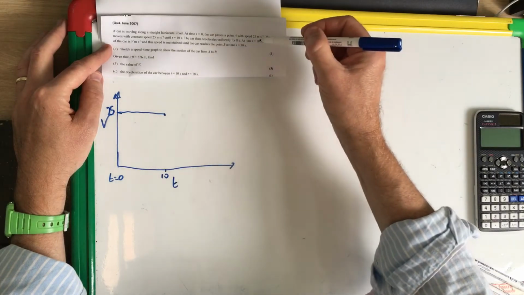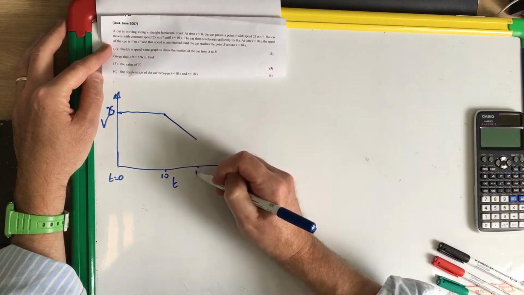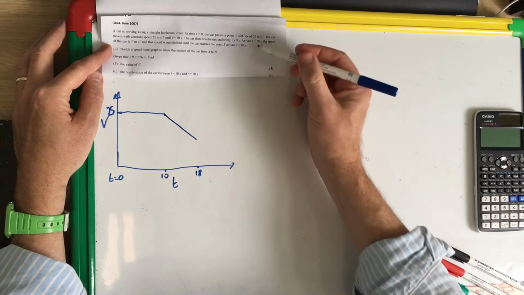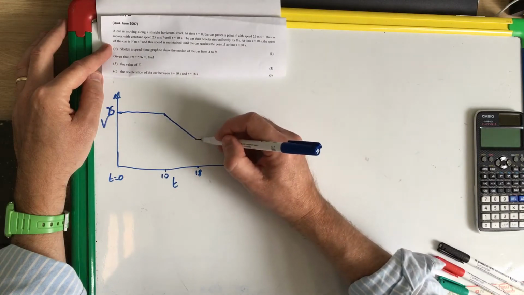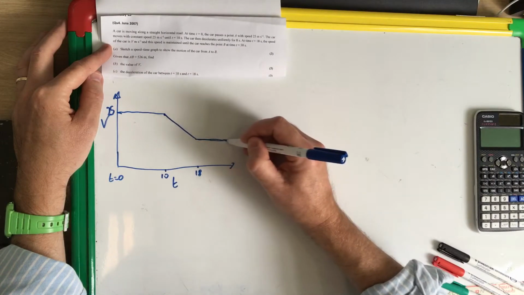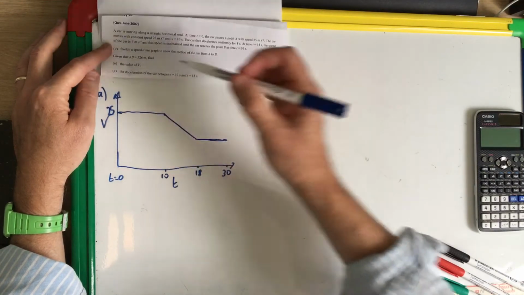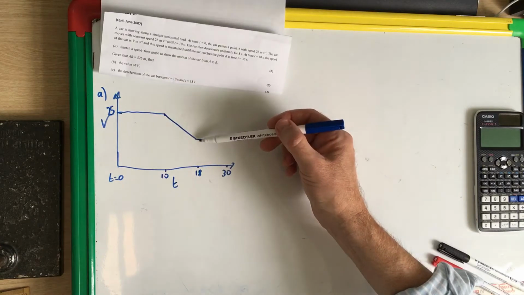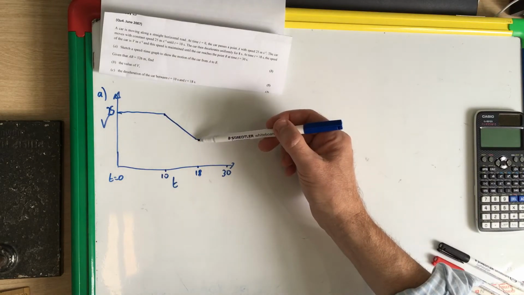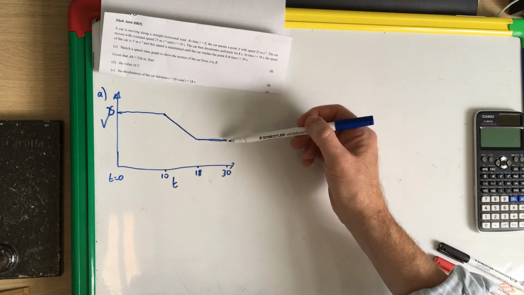Okay, the car decelerates for 8 seconds. So at that point, that's 18. And then it carries on at the speed until it reaches 30. So it carries on with that constant velocity to 30. And that's part A done. We've sketched it. So 10 seconds at 25, decelerates, so a straight line because it's constant deceleration, to the point of 18 seconds. So it does that for 8 seconds, between 10 and 18. And then a straight line here.